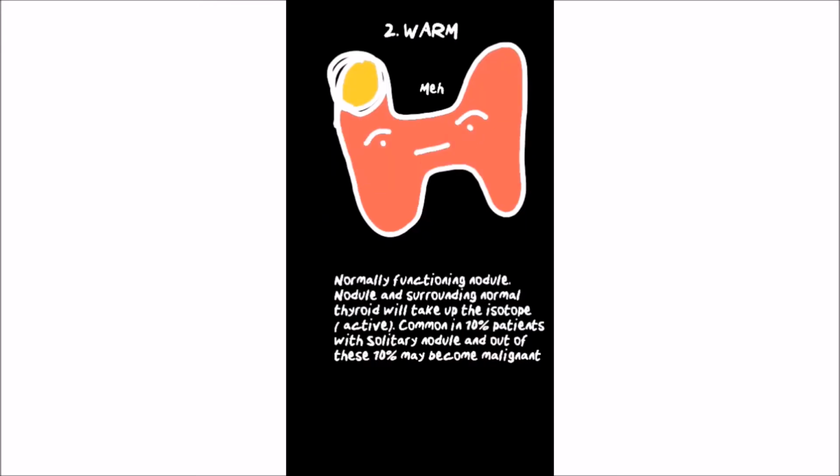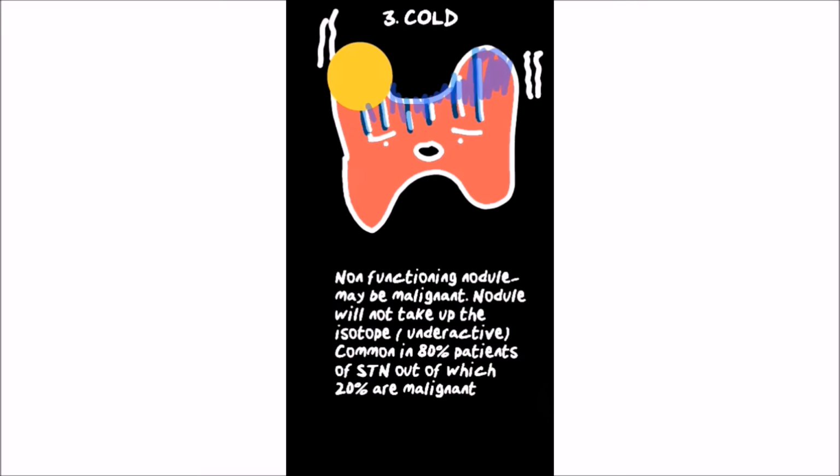The second type is a warm nodule. A warm nodule is a normally functioning nodule and the surrounding normal thyroid will take up the isotope. That is, it is active. Common in 10% of the patients with solitary nodule, and out of these, 10% may become malignant.